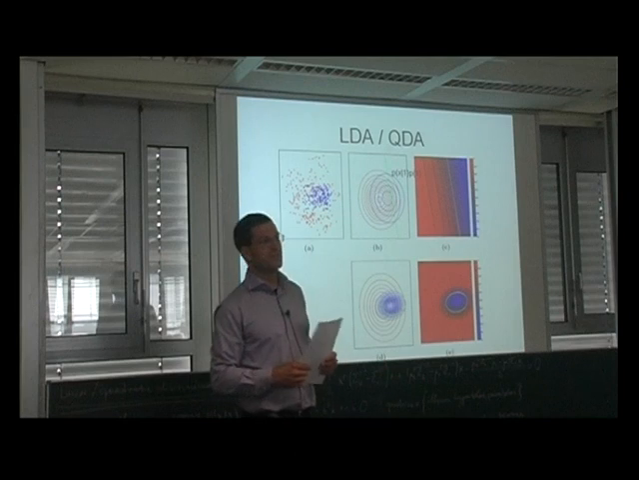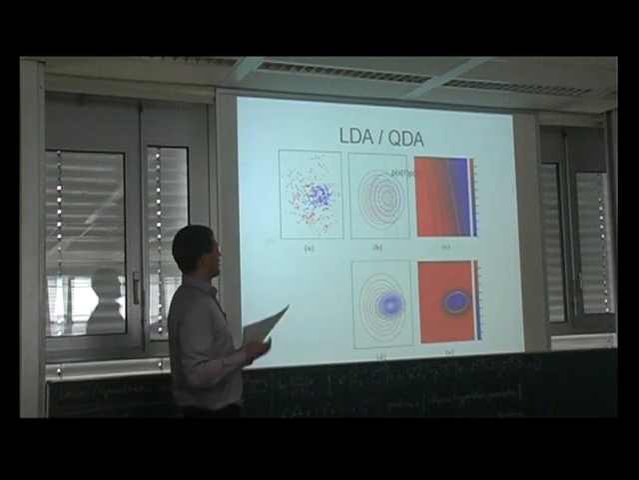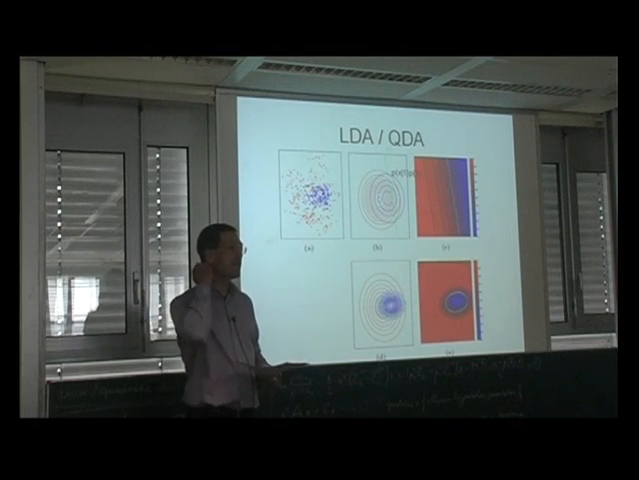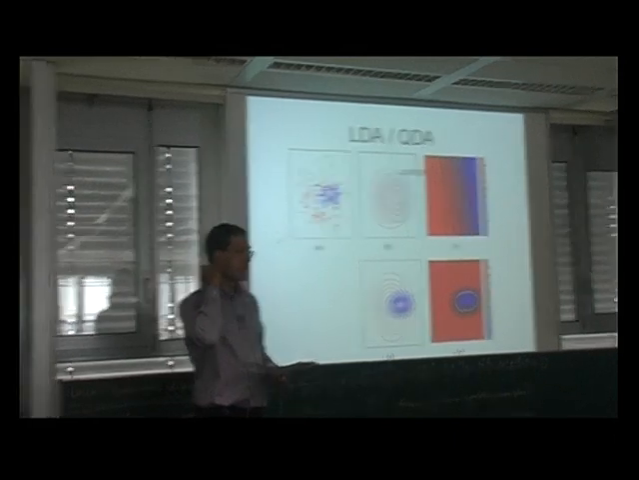You're very quiet. Please ask. Maybe again, why is the decision boundary shifted to the right if the prior for red samples is larger than for blue? Okay.